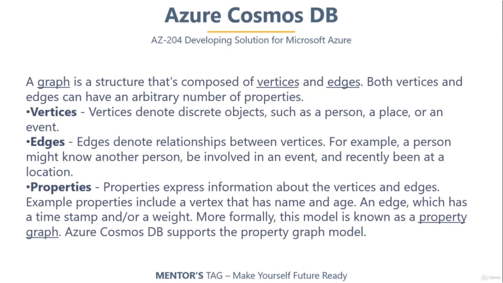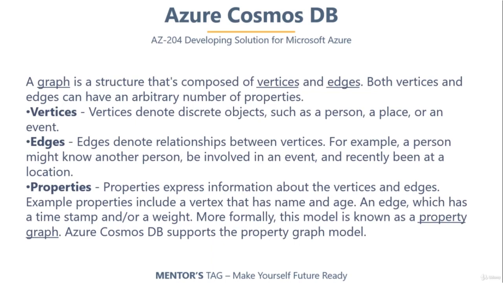Remember, the graph DB which we are discussing right now is actually nothing but a structure that's composed of two things, which are known as vertices and edges. Now in this case, this is not that graph which you are maybe visualizing like a bar chart or a line chart kind of thing. This is actually a combination of vertices and edges.